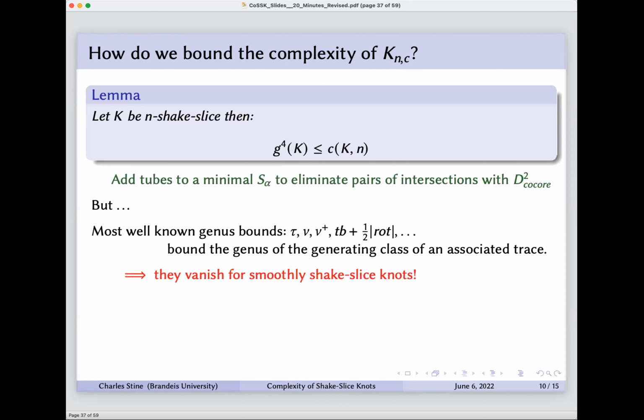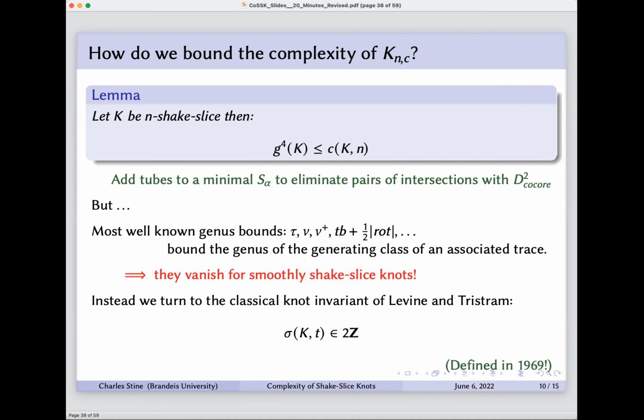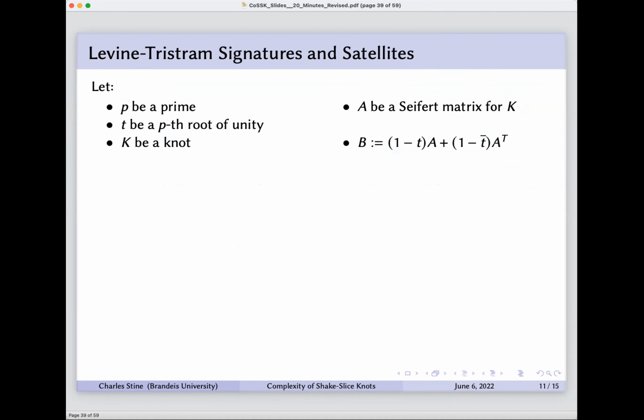So this is what makes this exercise perhaps sort of interesting. A large part of the research was in fact looking for an invariant which doesn't vanish for this technical reason, which one can use to get a decent bound on complexity. It turns out that if you go all the way back to 1969, Levine and Tristram's signature function, which is an even integer associated to a knot and a parameter t, actually gives an appropriate and working bound. So I should probably review what that is.